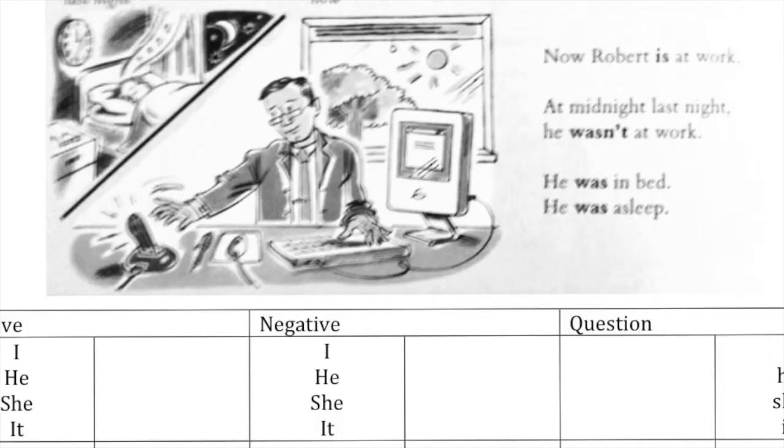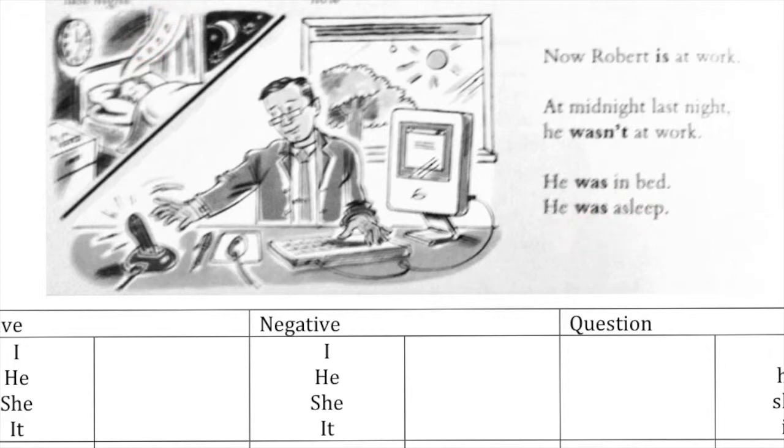Here we have the picture. It's late night, last night, and here's now. He was sleeping. Here we have this. He was what he's doing right now. This is what we have here. Now Robert is at work, as you can see. At midnight last night, he wasn't at work. He was in bed. He was asleep.